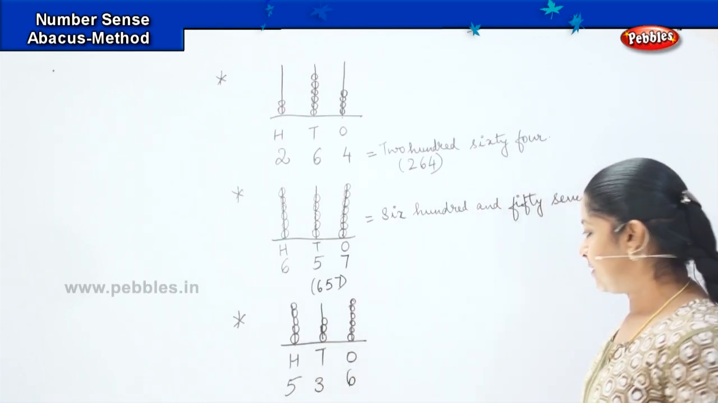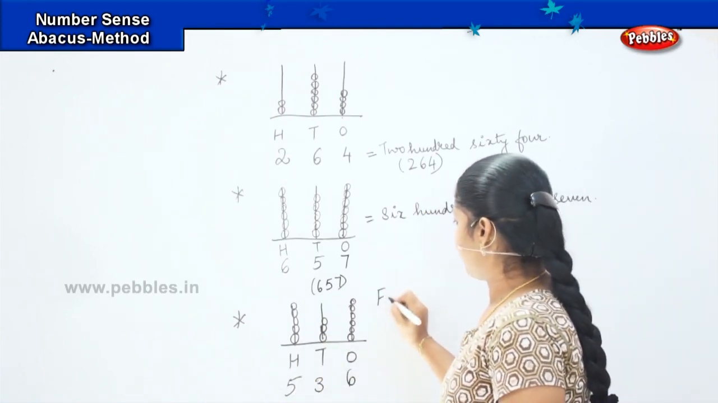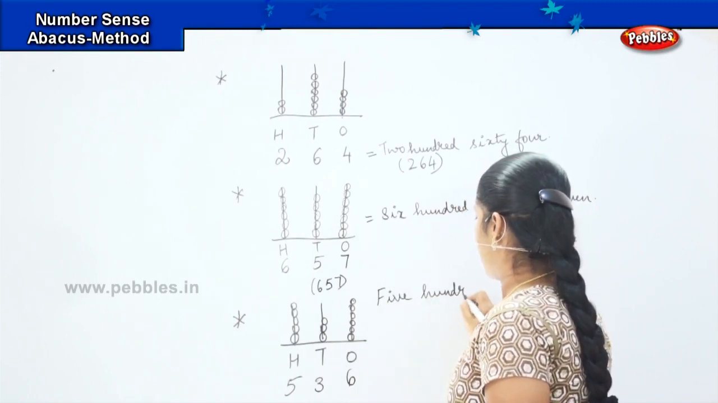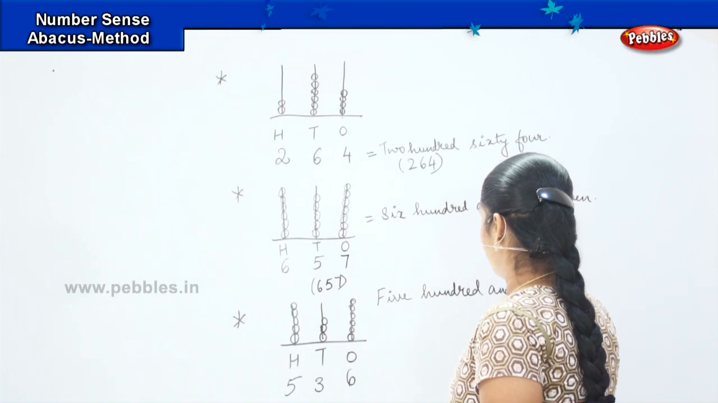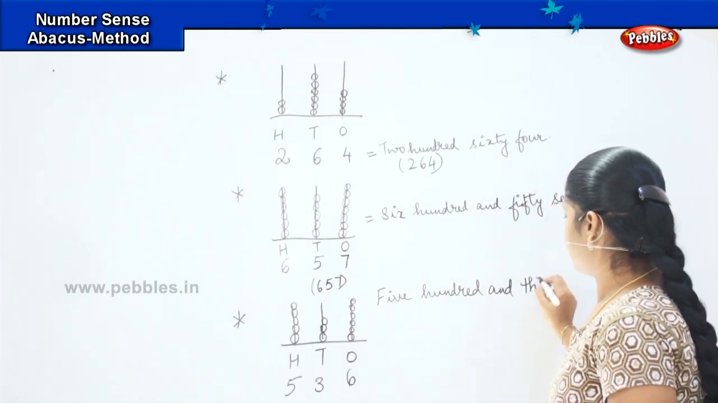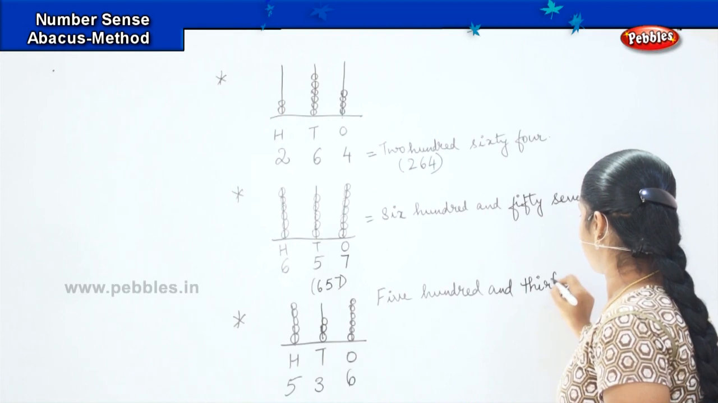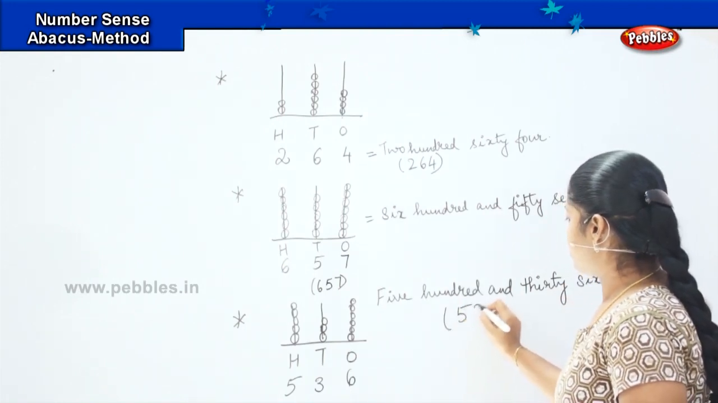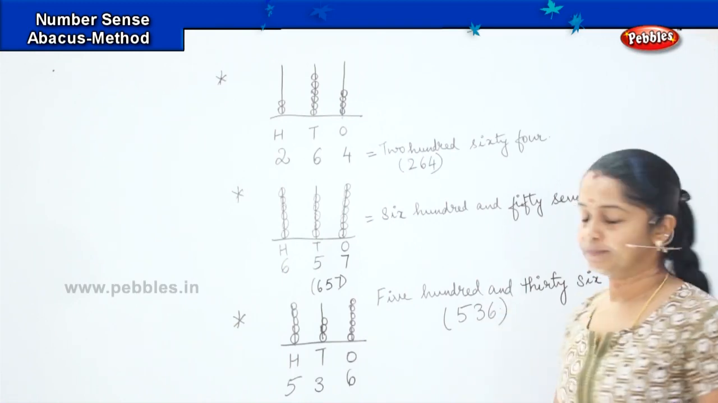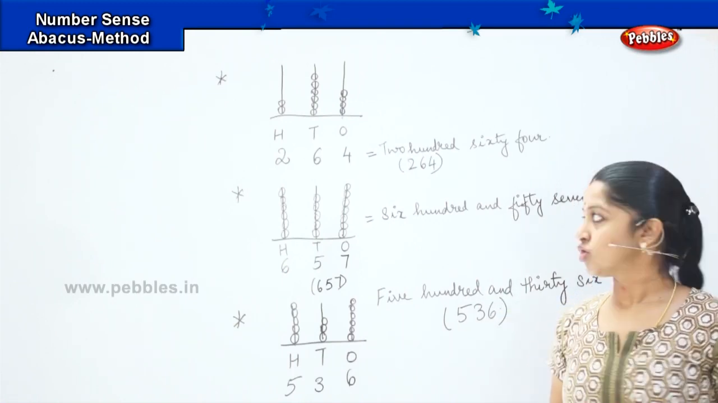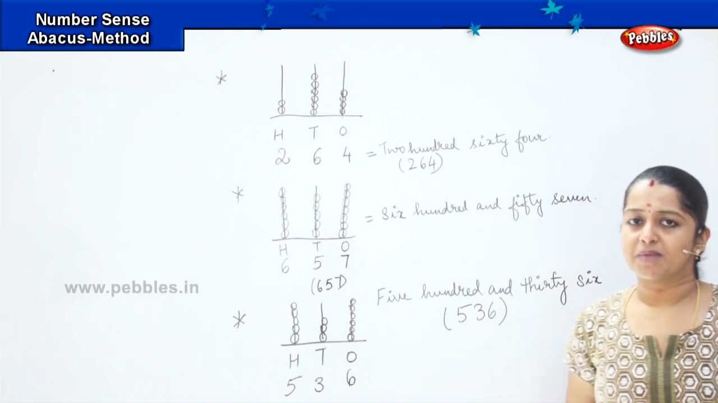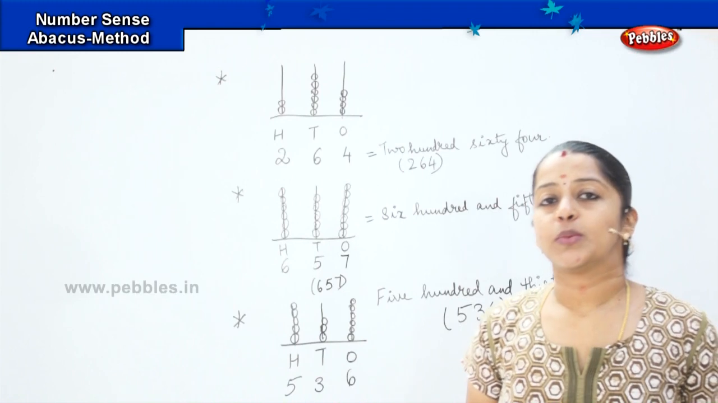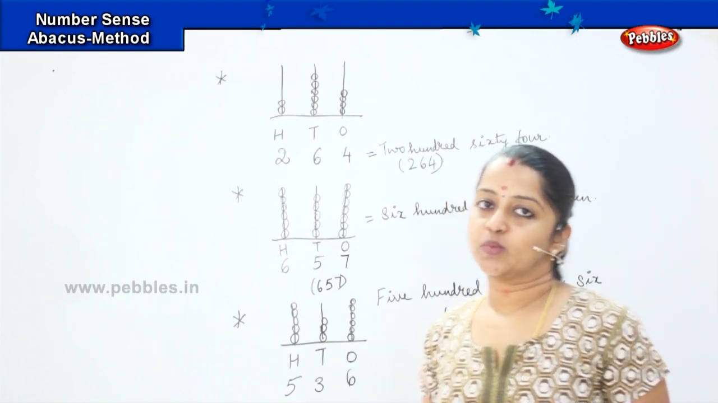So what is my answer? My answer is 536. Or I can write it as 536. So now we have learned this abacus method, children. Now tell me, what is the difference between the face value and the place value?